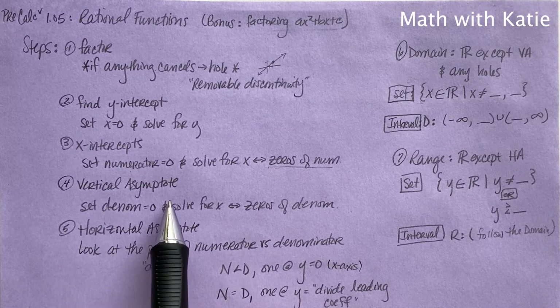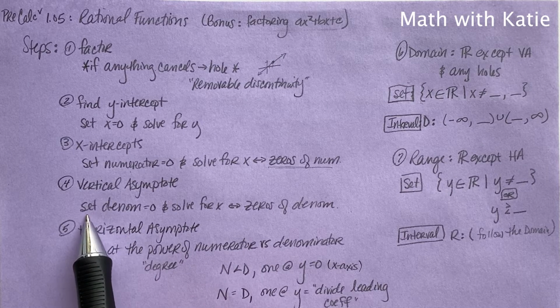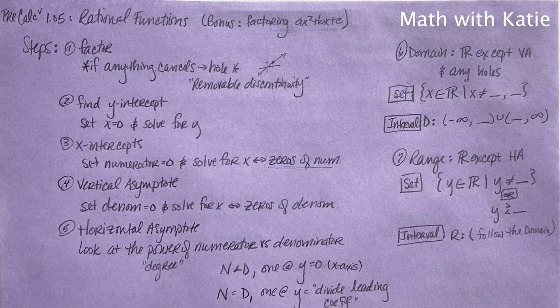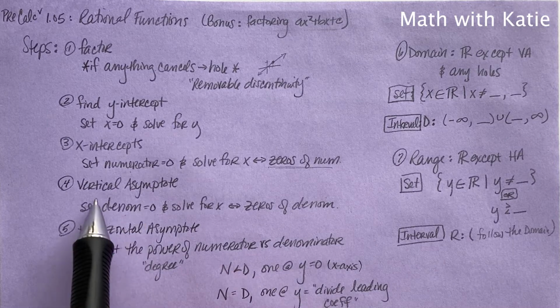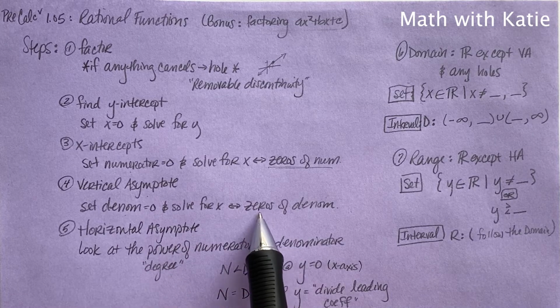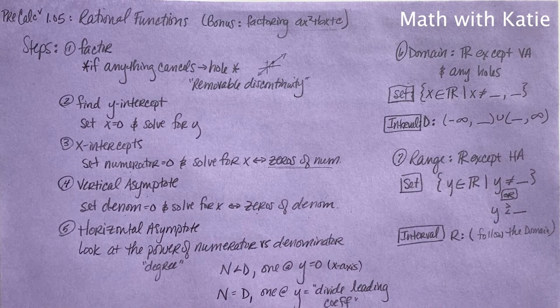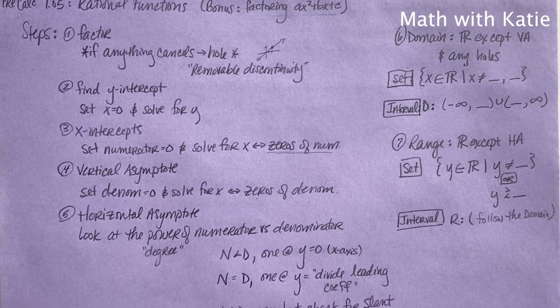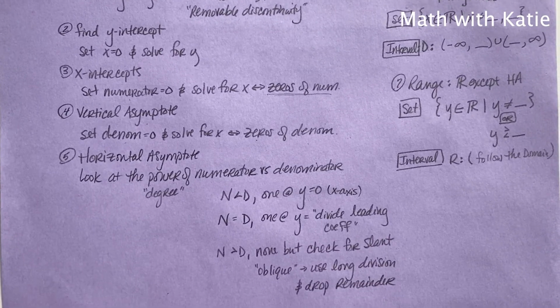Okay, vertical asymptote, you're going to do the same thing except with the denominator, because that way you have 0 in the denominator, which means it is undefined. Okay, so that means we have a vertical asymptote wherever the denominator is undefined. So that's simply the zeros of the denominator. Now your horizontal asymptote gets a little bit more tricky.